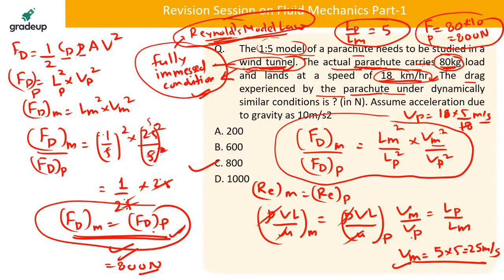The actual parachute weight is 80 kg. The weight is not given, mass is given. So weight will be 80 into 10, because the acceleration due to gravity is 10. This will be 800 Newton. Okay, my dear. So whatever is the drag force in the prototype, the same will be in the model.